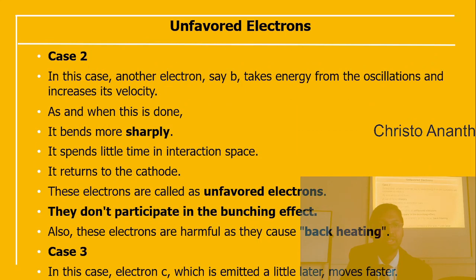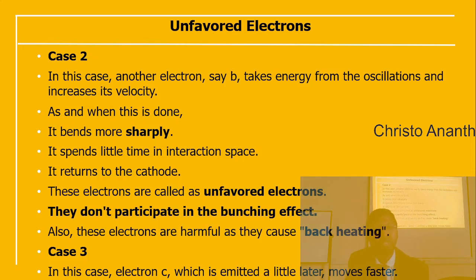Case 2 has electron B. It takes energy from the oscillations and increases its velocity. When this happens, it bends more sharply, spends little time in the interaction space and returns to the cathode. These electrons are called unfavored electrons. In case 2, they do not participate in the bunching effect. Also these electrons are harmful because, since they immediately go to the cathode, they cause the back heating problem.